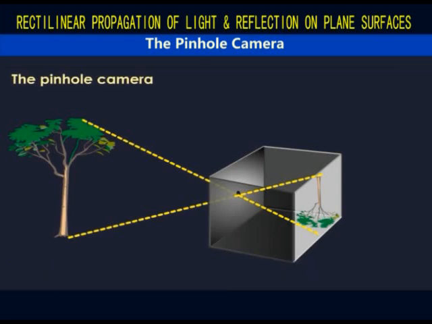Light rays from the top of the tree A travel in a straight line and fall at X on the screen. Rays from the bottom of the tree at B fall at Y. So XY is the inverted, diminished image of the tree.